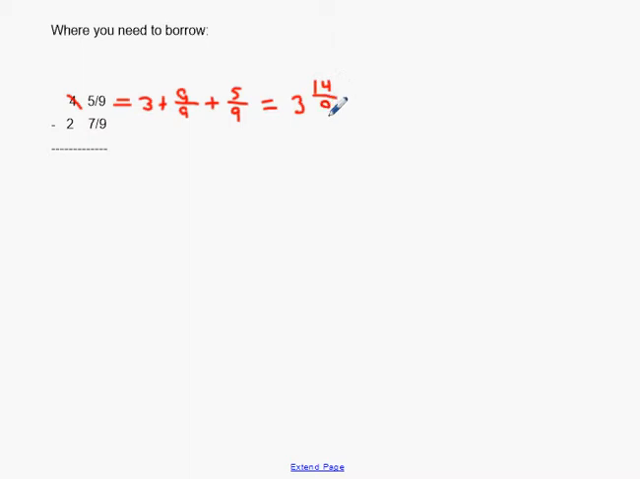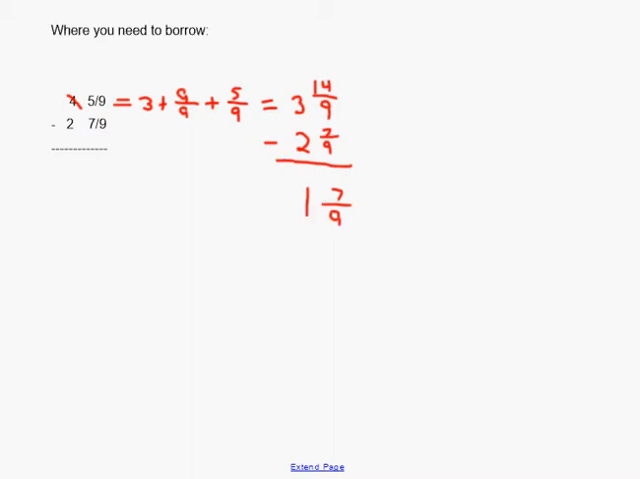And now we can subtract our 2 and 7 ninths, because the top fraction has a bigger numerator than the bottom fraction. We keep our common denominator of 9. 14 minus 7 is 7. And 3 minus 2 is 1. And we just subtracted where we needed to borrow.